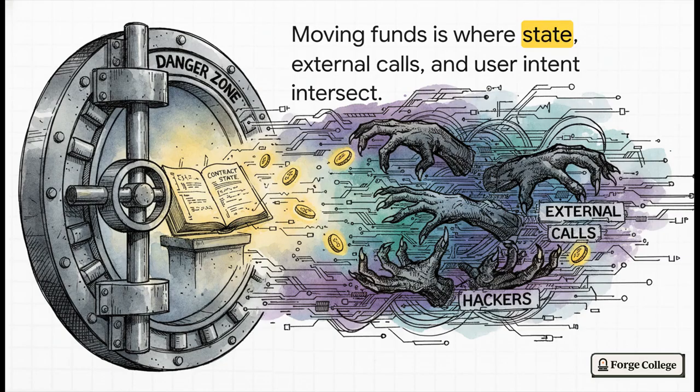Hackers and digital bank robbers, they absolutely know this. They aren't usually trying to break your math. They're trying to manipulate the sequence of events right at this exit door. They want to force immediate transfers, drain balances using stolen keys, or trick the contract into paying out twice before the ledger even has a chance to update. This intersection is basically their favorite target, which means it needs to be our most heavily fortified checkpoint.